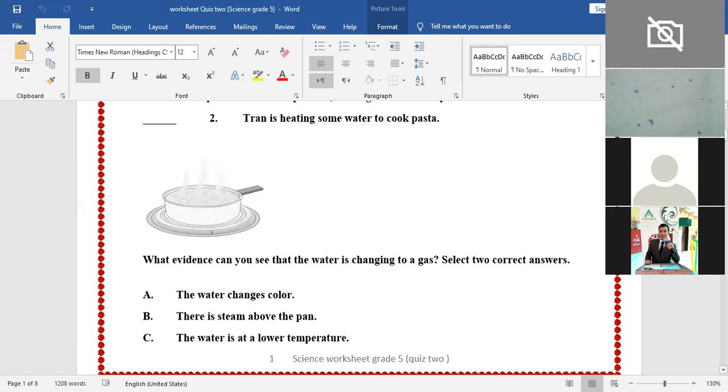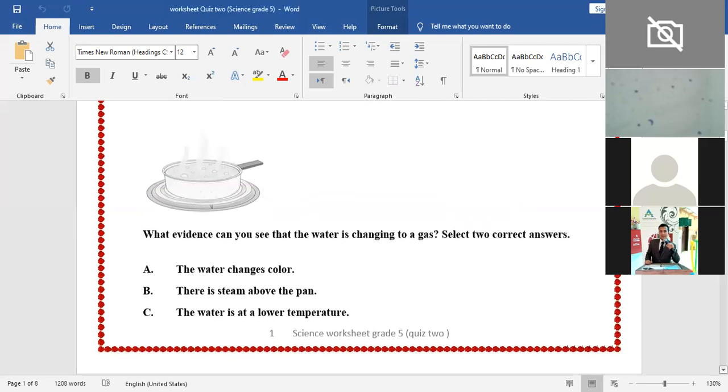Terry is heating some water to cook pasta. What evidence can you see that the water is changing to a gas? Select the two correct answers.